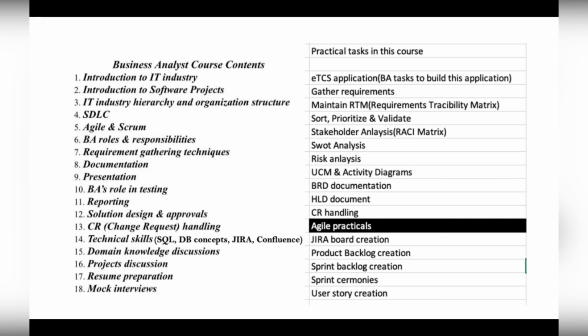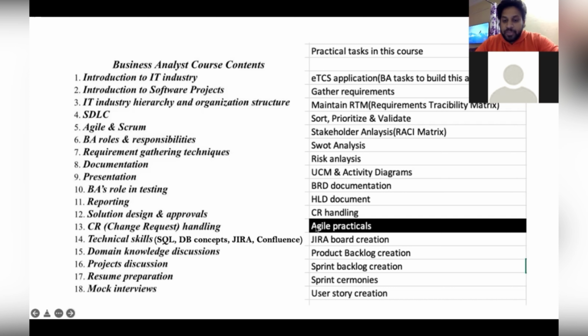So don't get intimidated or scared about so many topics. No problem. I can understand this, because we need to learn everything to get into the role.